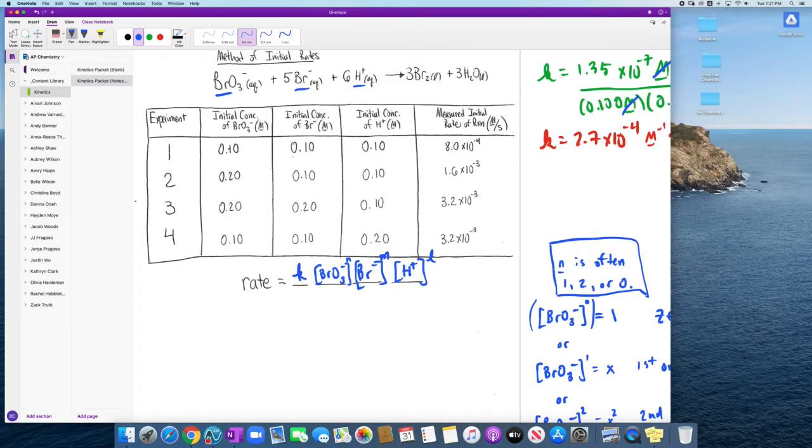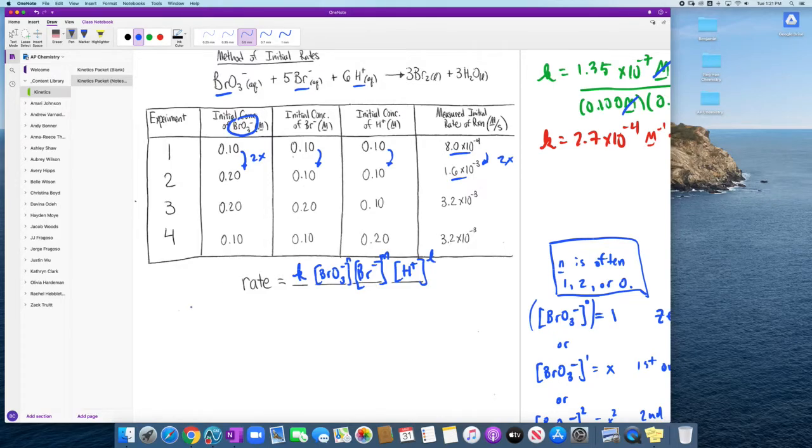In the first experiment, we've got 0.1 molar everything and the initial rate, okay? In the second experiment, you can see that we've held these guys constant, but we've doubled that concentration, okay? That's the only change that we made, and the output on the rate is twice the rate. That tells us that this ion, bromate ion, is first order.